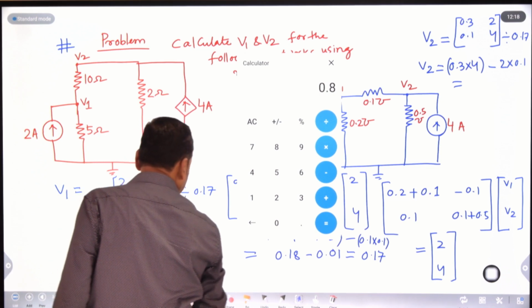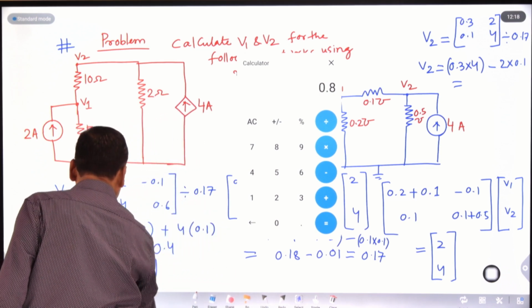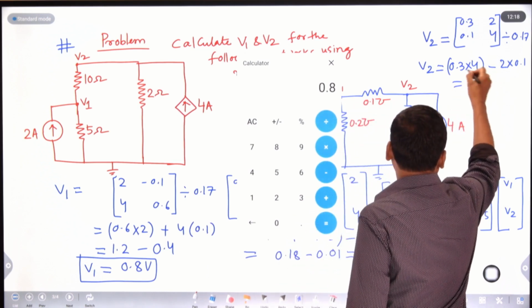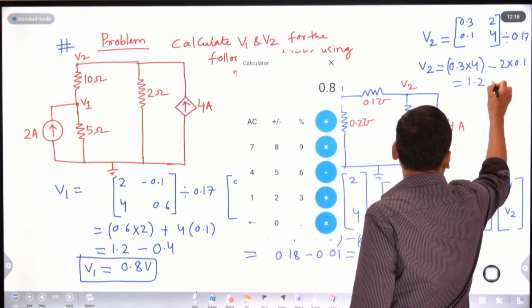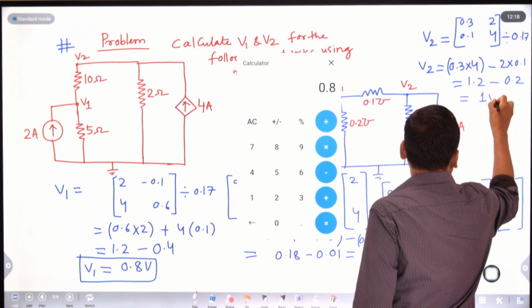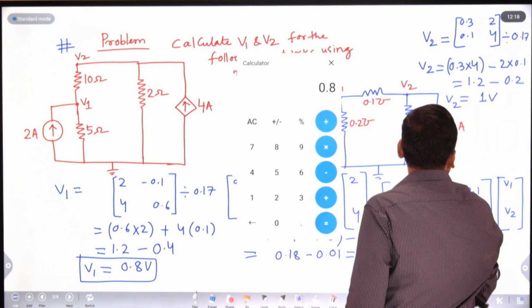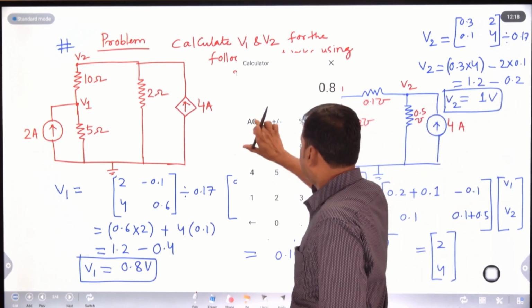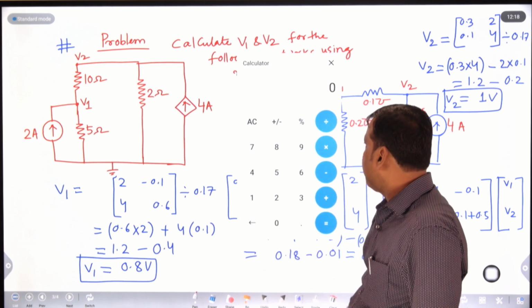Then calculate V2 here, that is your 0.3 into 4, 1.2 minus 0.2, that is your 1 volt. So V2 equal to 1 volt and V1 equal to 0.8 volt.